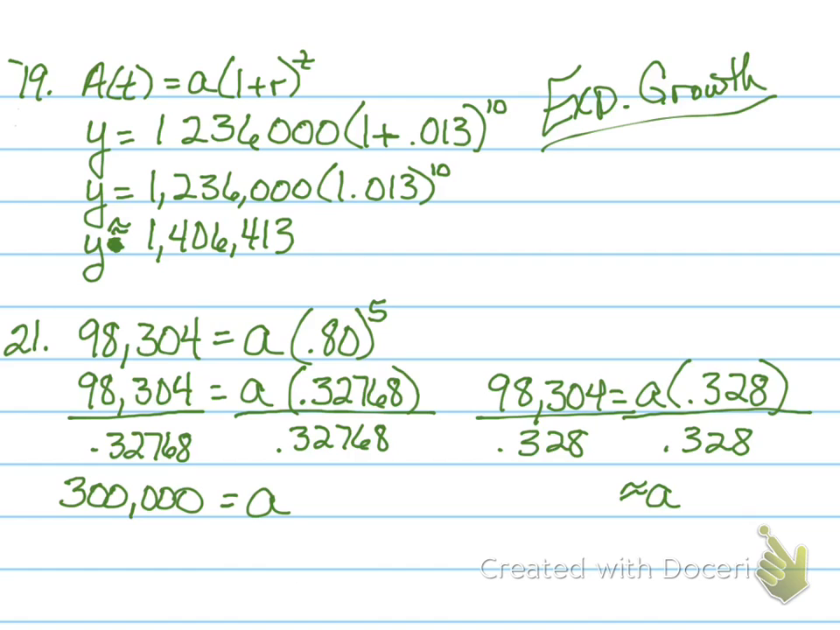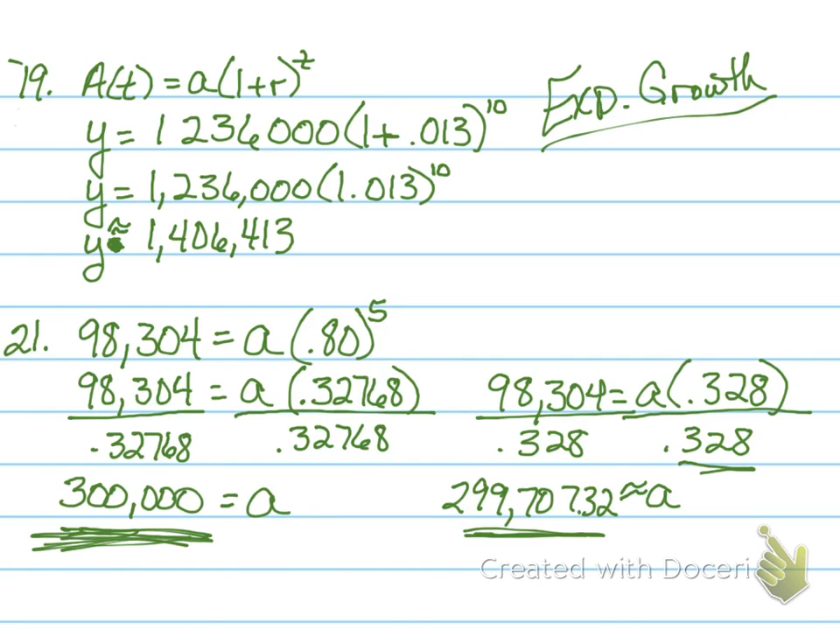If we rounded that, 98,304 divided by 0.328 ended up giving us $299,707.32. Okay, so having it all the way out to the 5 digits did give us a more exact price of $300,000. As we rounded it, it knocked almost $300 off of that original price. So the 300,000 is probably more where we're going.